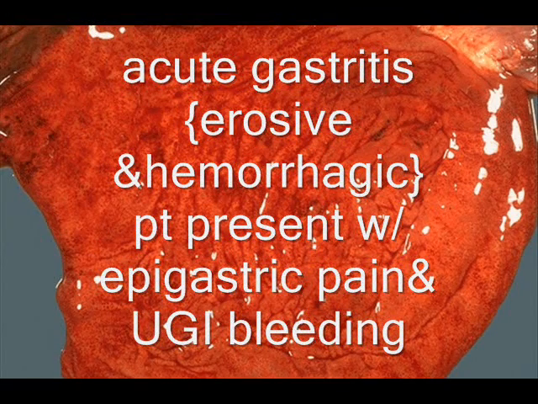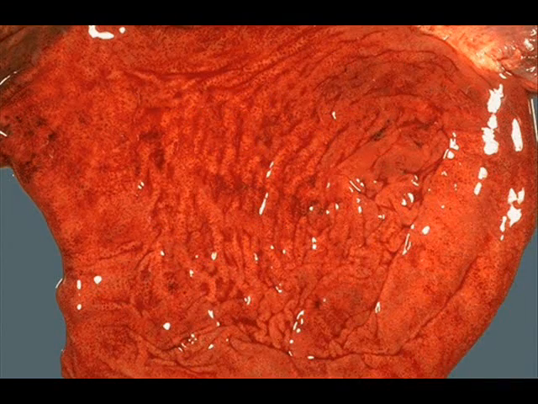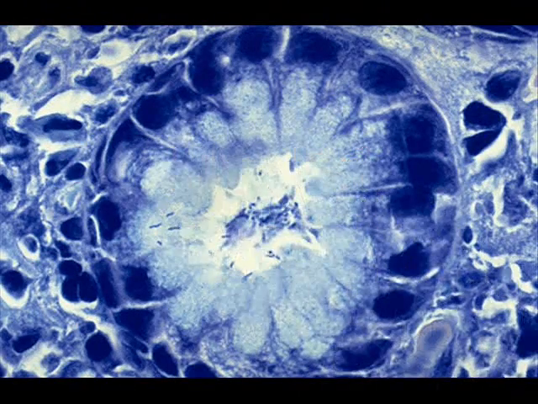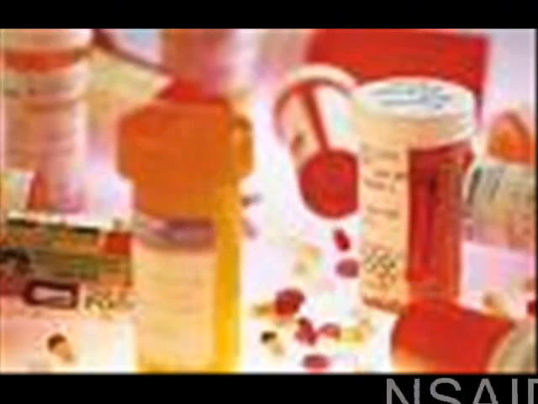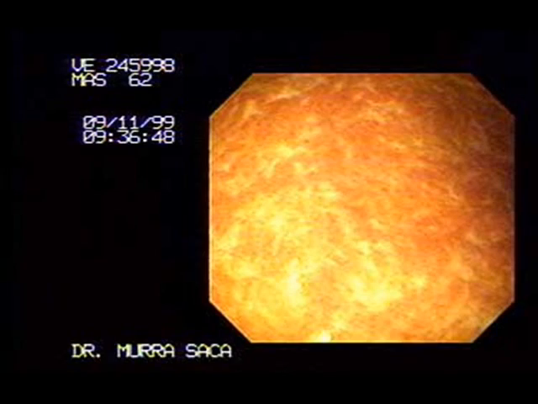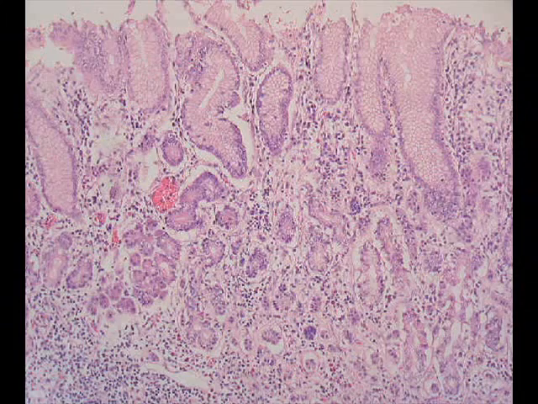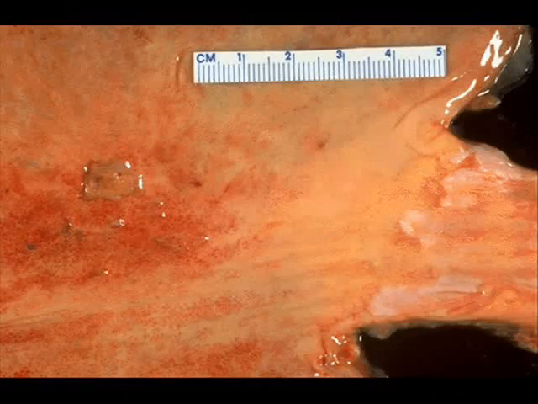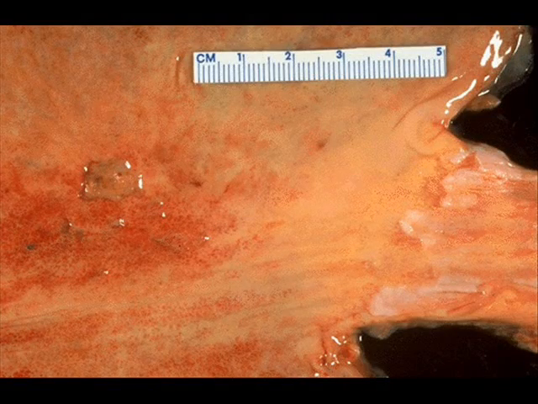Now let's move to the stomach section, and let's start with acute gastritis, or the erosive hemorrhagic type. The patient presents with epigastric pain and upper GI bleeding. This may be due to H. pylori infection or NSAID use. There may be excessive alcohol intake. The other type of gastritis is chronic gastritis, or what we call atrophic gastritis, due to H. pylori and autoimmune causes.